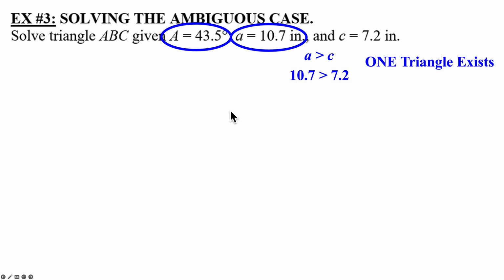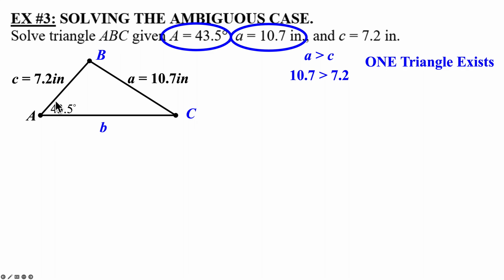So I'm going to make my picture here. Here's my angle, 43.5 degrees, trying to draw it as close to 45 degrees as possible so it looks good. a is 10.7, so I need to make this much longer than 7.2. I would say probably close to 50% longer. So it's like this side plus half of it. There it is. So here's angle B. Here's side b. If this was side c, then this is angle C down there. And I'm ready to go to the law of sines.